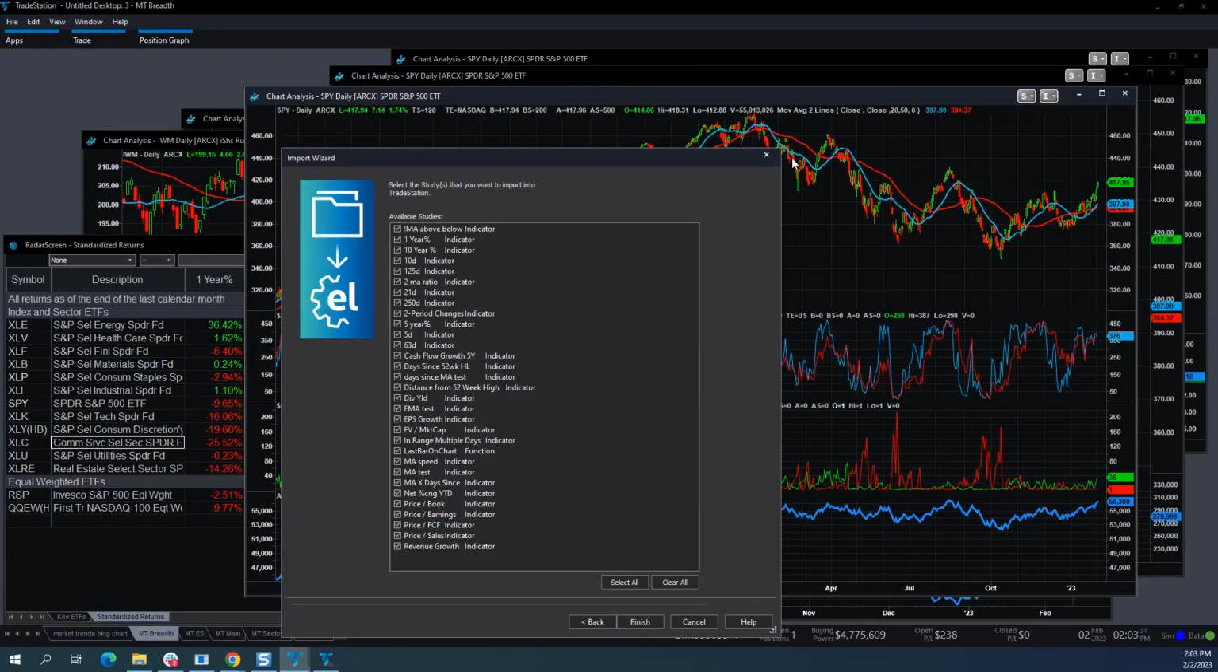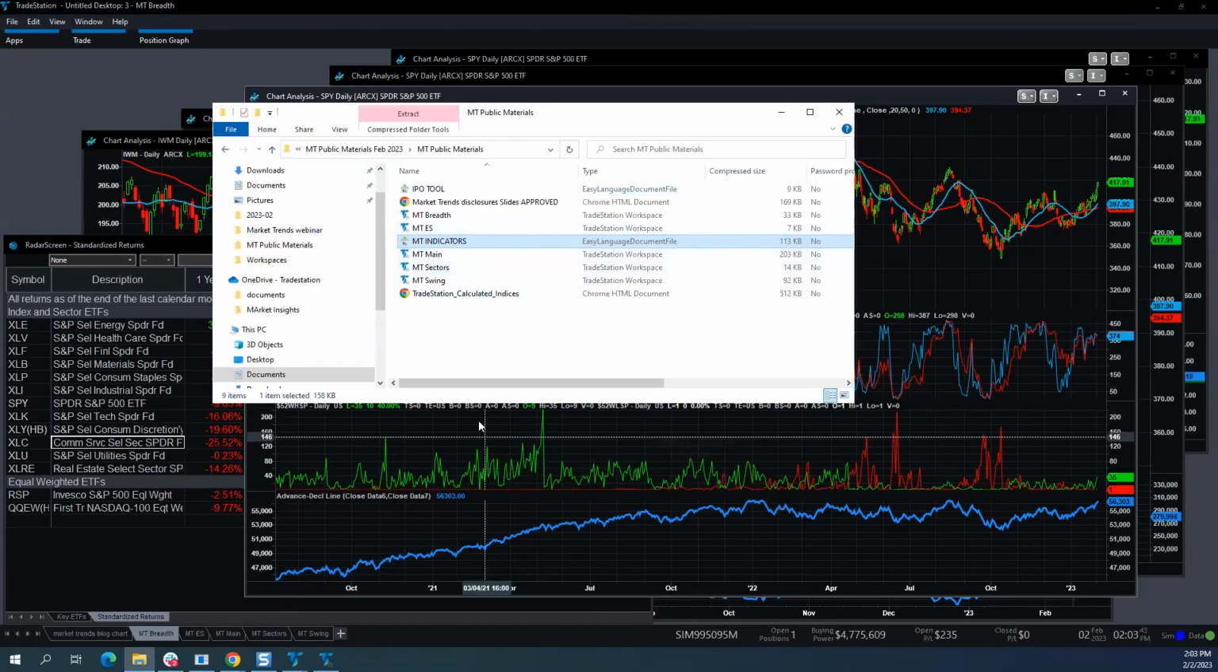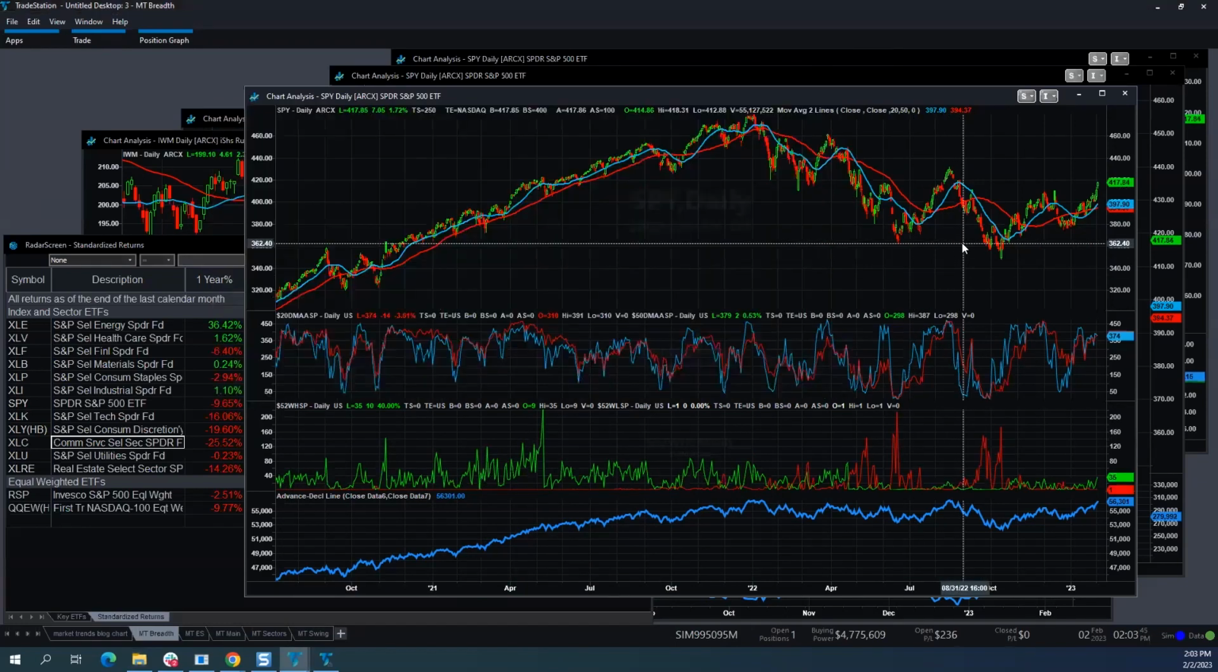I'm not going to do that because I already have them. But basically, you would import them, and after you import them, you can then open up the individual workspaces, and they will work correctly. Some of these workspaces will not work if you don't import the indicators. Most of them will not work. These have a lot of custom indicators in them.